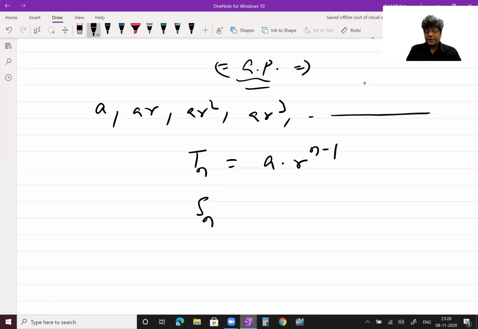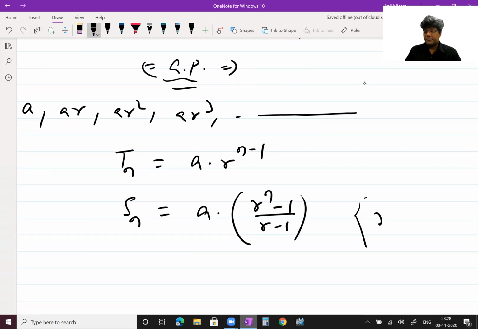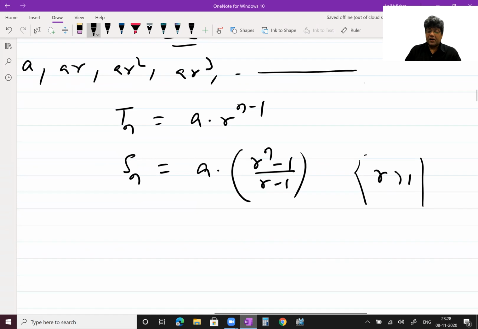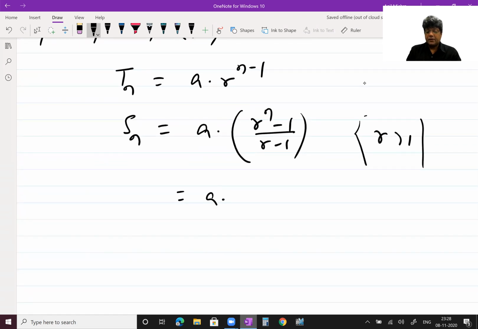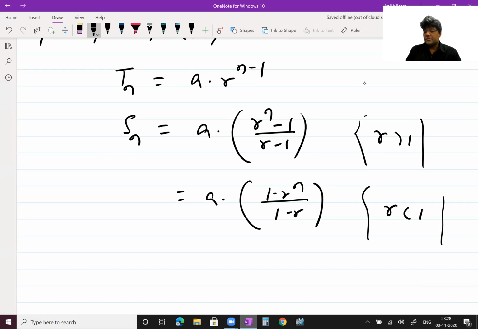Sum of n terms: A into R to the power n minus 1 by R minus 1 when R is greater than 1. And when R is less than 1, A into 1 minus R to the power n by 1 minus R.